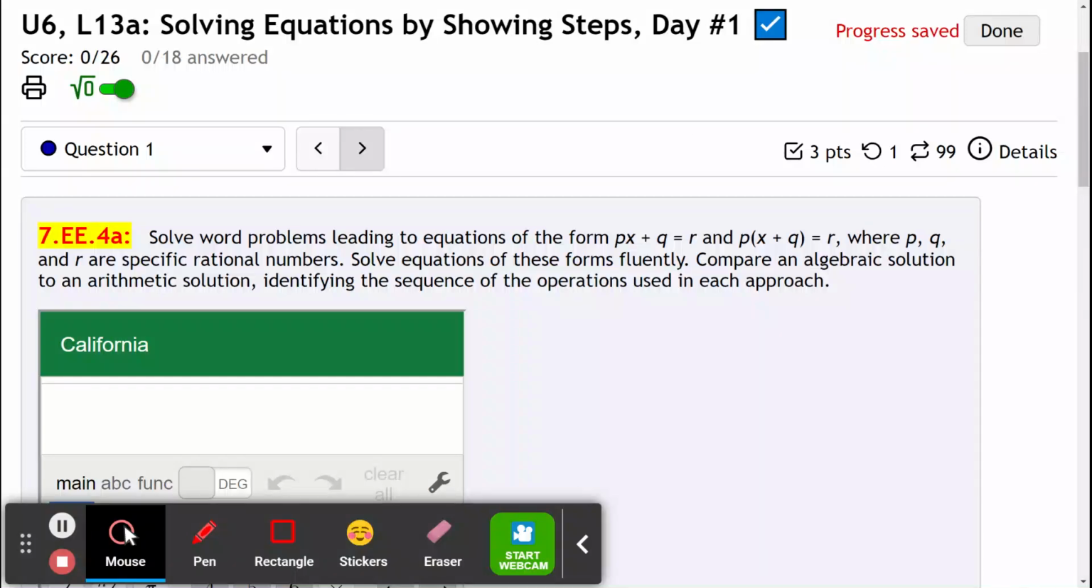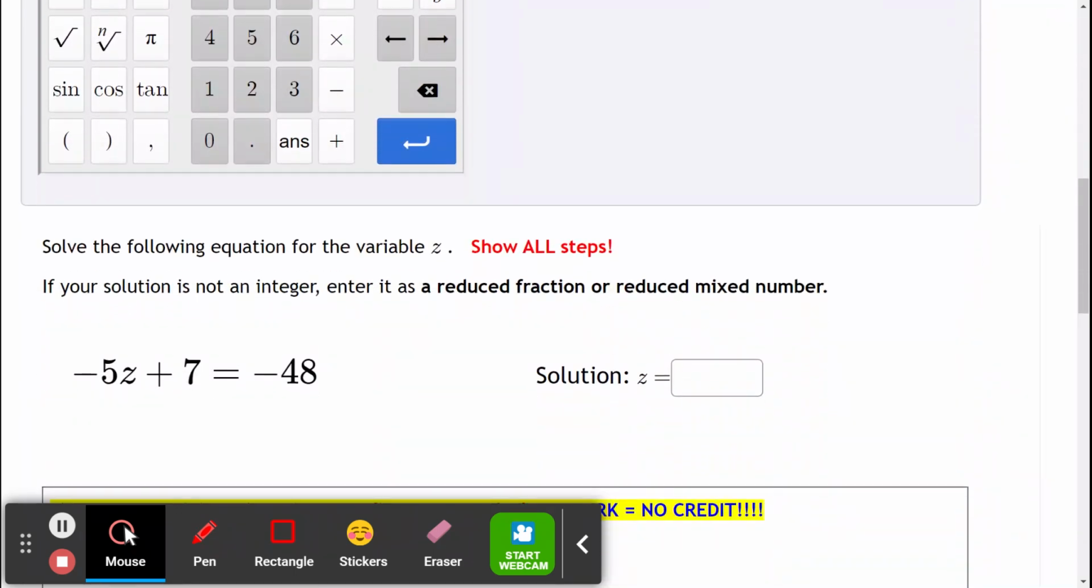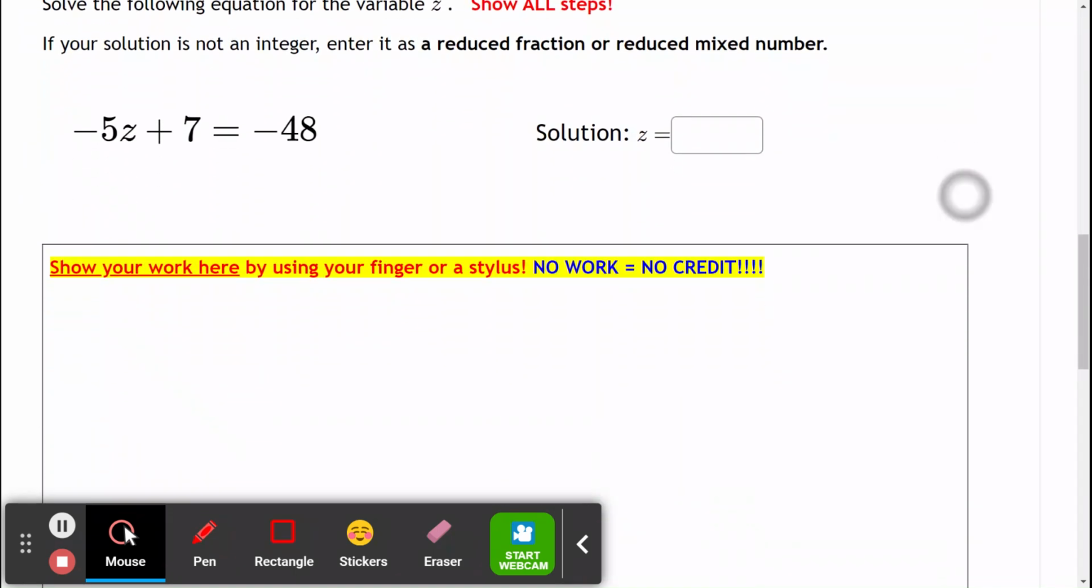Okay, we're solving equations by showing our steps. Day one. So what we're doing is we're solving equations here. We have a calculator, but I don't think we'll need that calculator.